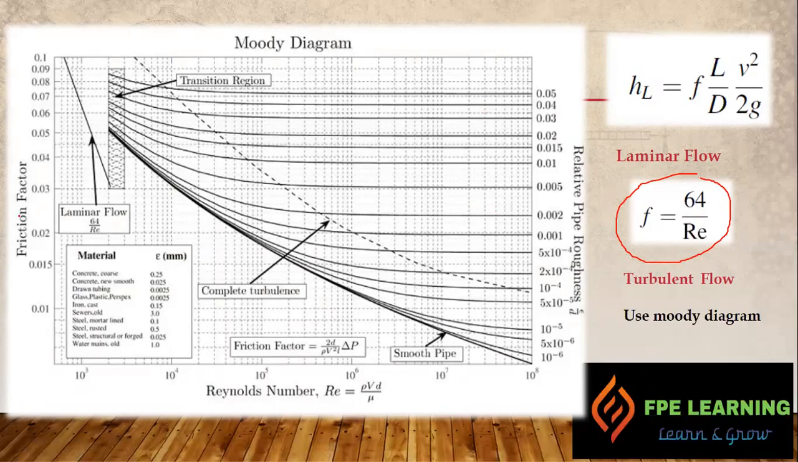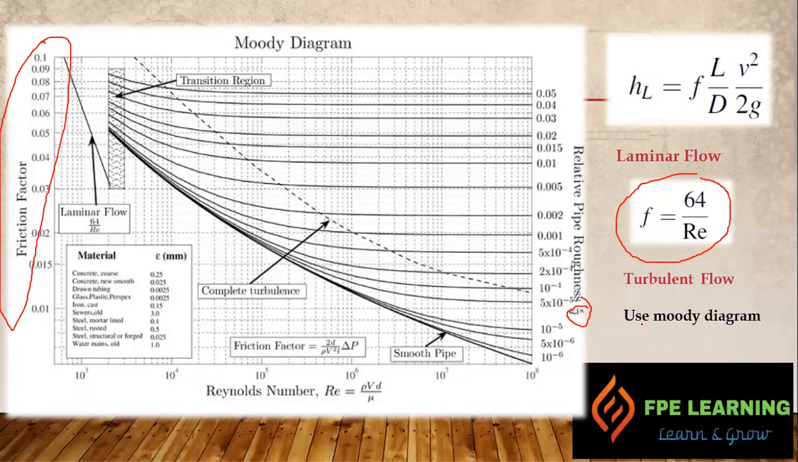Now here we have the Moody diagram. On the left side, we have the frictional factor. And on the right side, we have the roughness of the pipe, which equals epsilon by D. We'll discuss that one in a while. It is the relative pipe roughness.